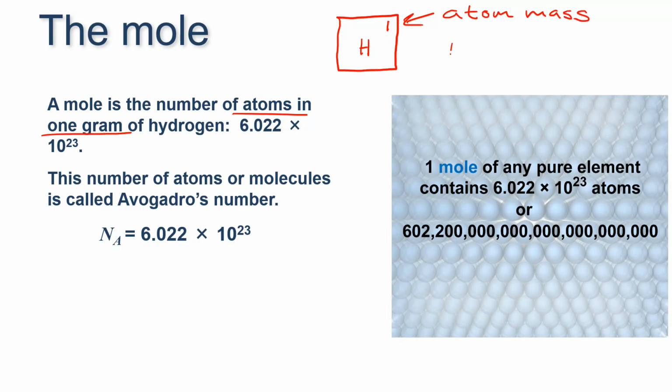Okay? So that would be 1 gram, which equates to 6.022 times 10 to the 23 atoms. That's why the number's so big. Okay? Any questions on that? Which is also 1 mole.